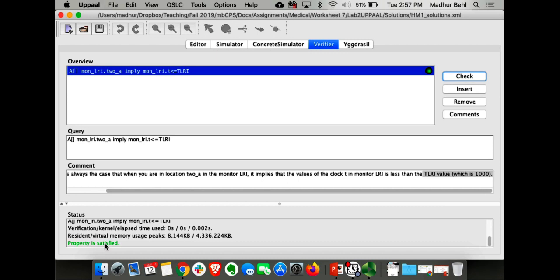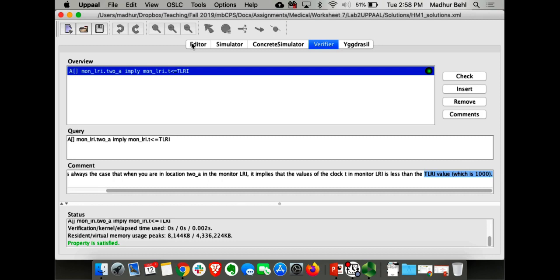So what this is telling you is there is no trace in my system where the monitor will observe a V to V interval which is longer than the constant value of TLRI, this value right here, which is equal to 1000. You can play with different values too. In fact, I think in the worksheet you have to play with some different values.